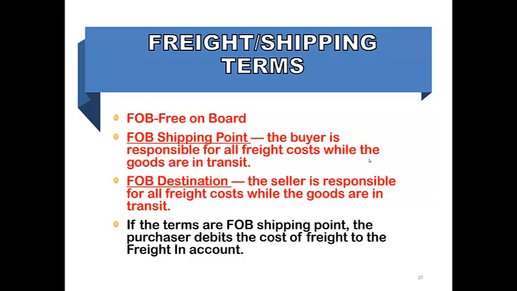So it's important to know who's responsible for the shipping, because whoever's responsible for the shipping is responsible for the goods. So if something happens in transit and it is shipped FOB shipping point, it's on the buyer. It's the buyer's responsibility. If something happens to the goods and they're shipped FOB destination, they belong to the seller. So the seller is responsible for the goods during the shipping.